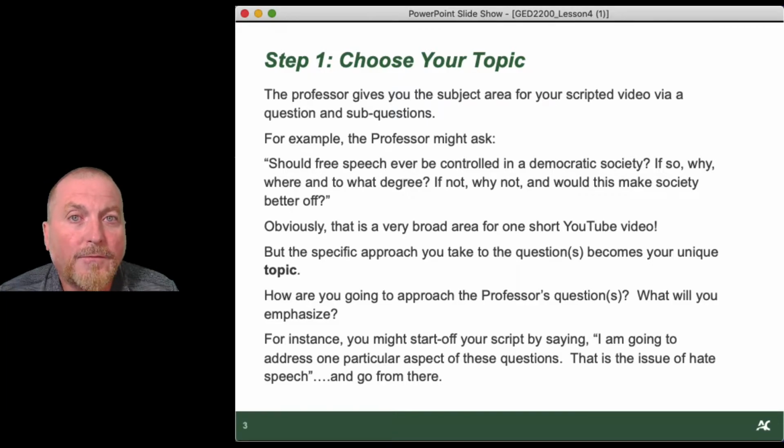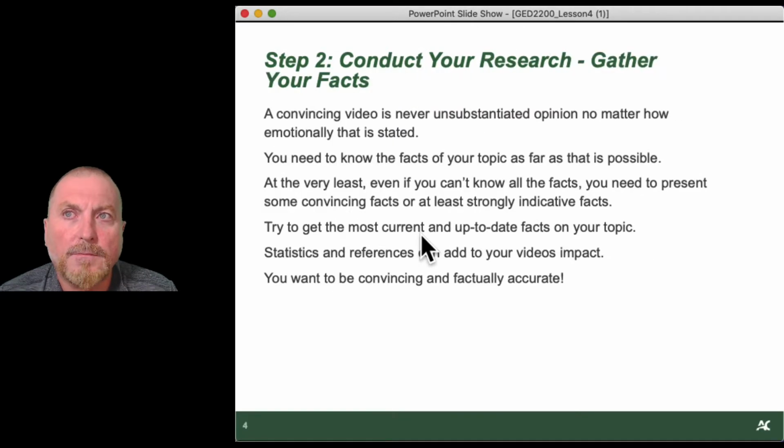So you will have two other lectures, 5 and 6, which will help you a lot in determining what cut you want to take, or what topic or subject angle or approach you want to take to the professor's question, okay? So keep that in mind, right?